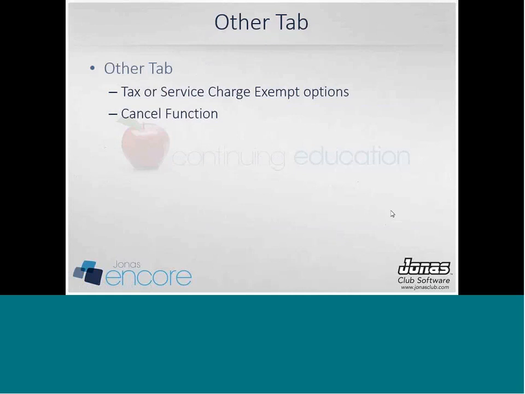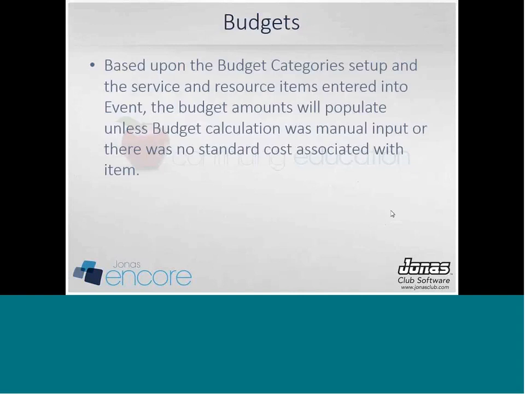The other tab in event management is where we can find tax or service charge exemptions. So if you have a charitable organization hosting a private event and they are exempt from tax or service charge or both, we can flag them so that taxes and service charges are not calculated into the bill of that event. You can also change the status of the event, so you can cancel the function, you can change it from proposed to confirmed, and that will affect different settings and whether or not we can post that event.